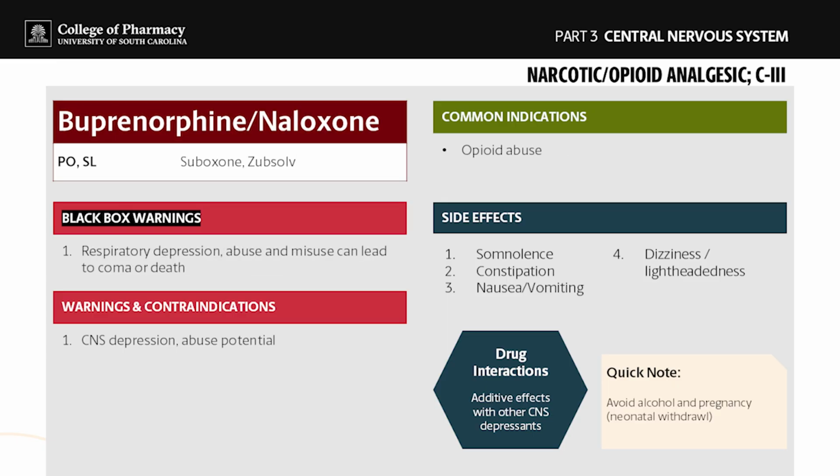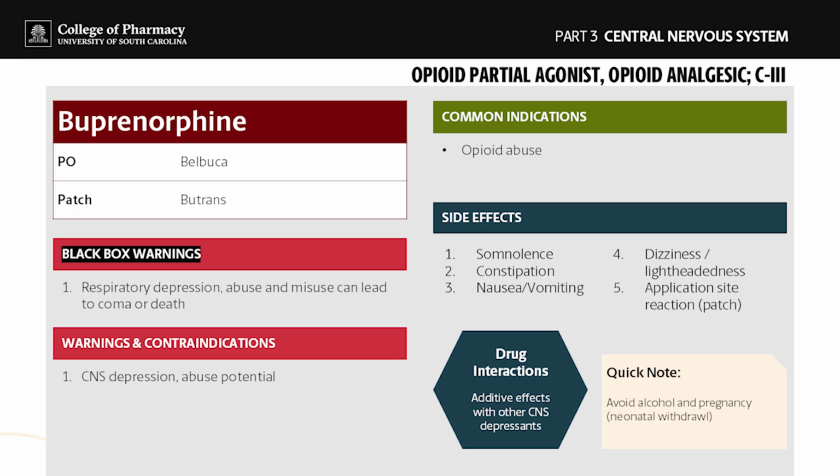Buprenorphine and naloxone, that's a combination drug. The dosage forms are oral and sublingual, which is a film. Brand names are Suboxone or Zubsolv. Indication is for opioid abuse. Some of the side effects are very similar to the opioids themselves: somnolence, constipation, nausea, vomiting, dizziness, lightheadedness. One of the black box warnings for Suboxone, buprenorphine/naloxone, is respiratory depression, abuse and misuse. This one actually is a Schedule III, so it's a step down from our Schedule II, which has a higher potential for abuse, right?